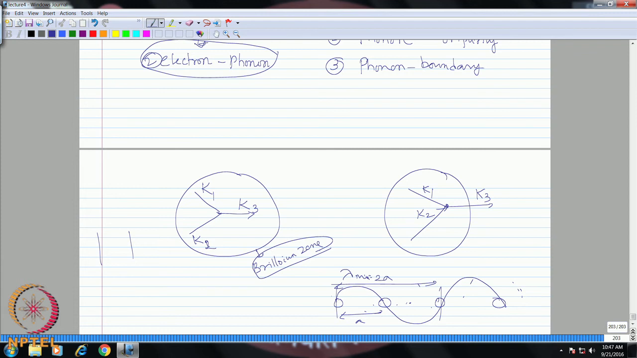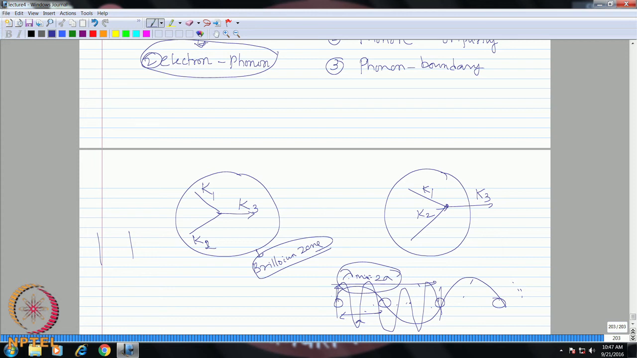A wavelength which is smaller than this does not make sense. You cannot have vibrations which are much smaller than the lattice spacing. Okay. So, this lambda min equal to 2A is going to define the boundary of the Brillouin zone.